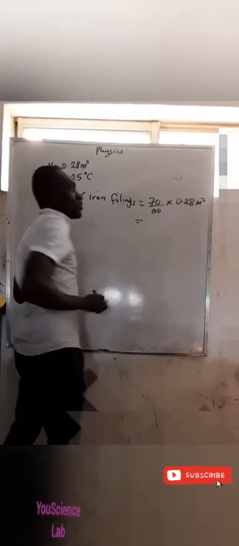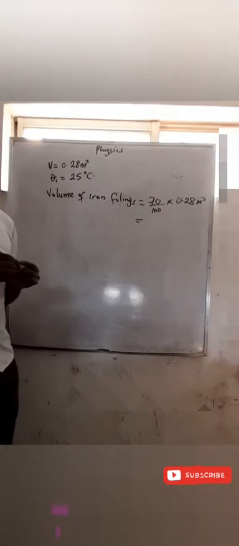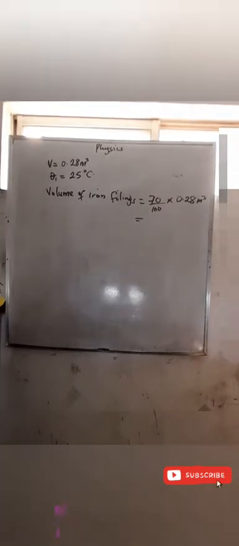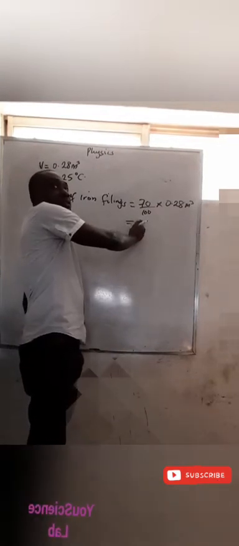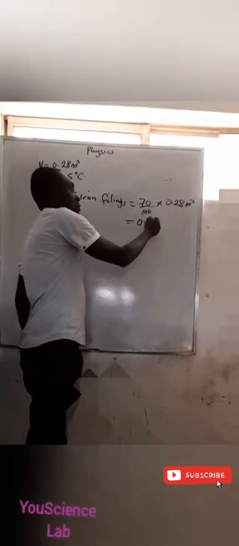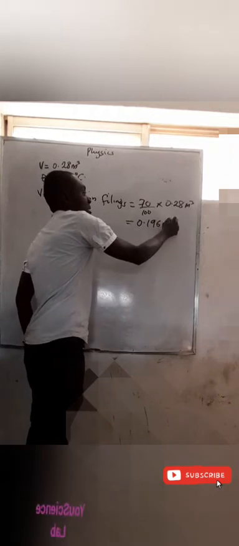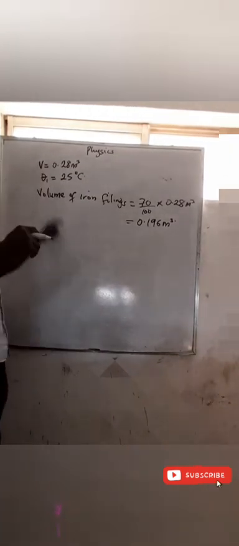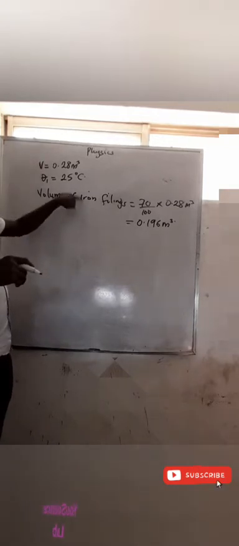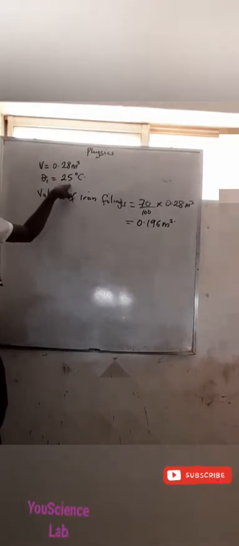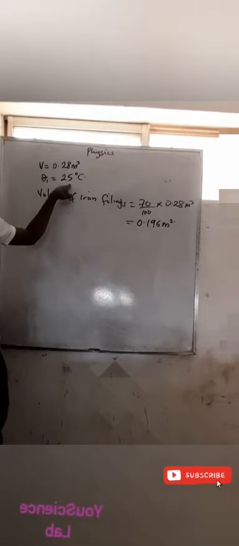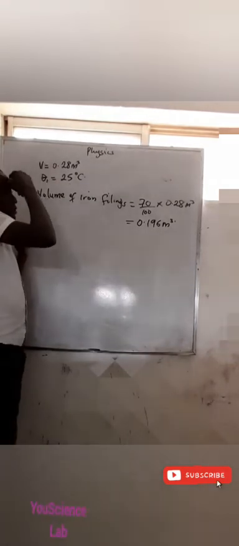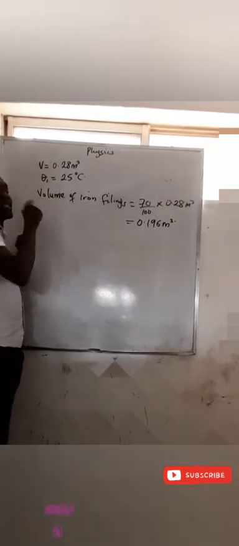So let's work this out. This is going to give us, if we work that out, so that gives us what? 0.196 meters cubed, right? That's the volume of the iron filings inside the what? Bus. Do you understand what I'm doing? Yes, sir. Okay.